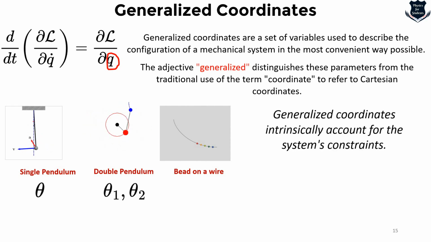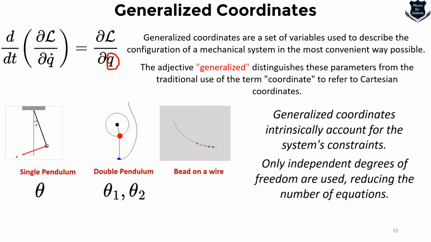So here you can see that the generalized coordinates intrinsically account for the system constraints. They are not restricted to a specific type of coordinates like the Cartesian system, and can represent any variable that fully describes the system's configuration, which can include angles, distances, or any kind of abstract parameters. So this is a simple example. Single pendulum, double pendulum, bead on a wire, etc. are examples of generalized coordinates where we are extending beyond the Cartesian coordinates in a nice and elegant manner.